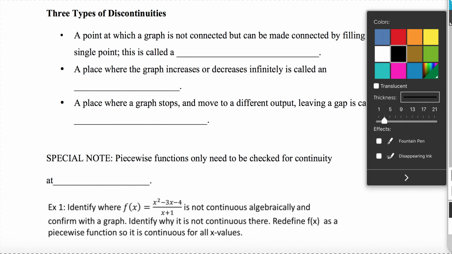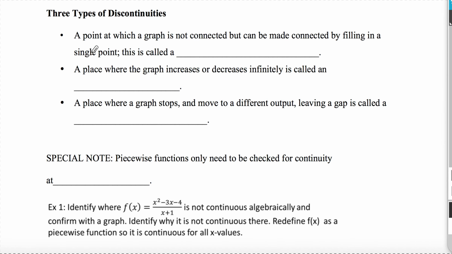Now, when we're talking about discontinuities, there's actually 3 main types of discontinuity. A point at which a graph is not connected, but can be made connected by filling in a single point, is called a hole or removable discontinuity. I'm going to abbreviate discontinuity. We also call them holes. What does it mean, not connected but could be made connected by filling a single point? It means we have a graph that's chugging along. It has a single point gap and then keeps on going. And then we can make it continuous simply by plugging that hole there. So we call them removable discontinuities because it's like we removed a single spot.